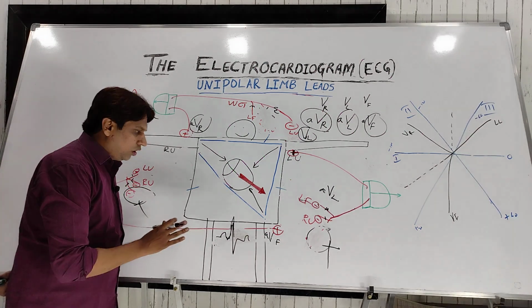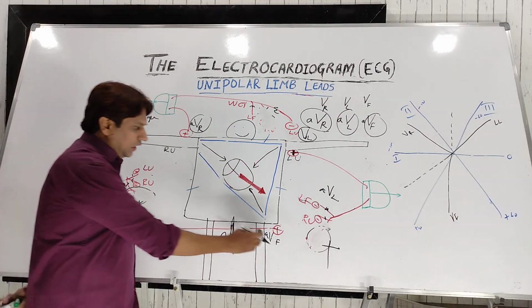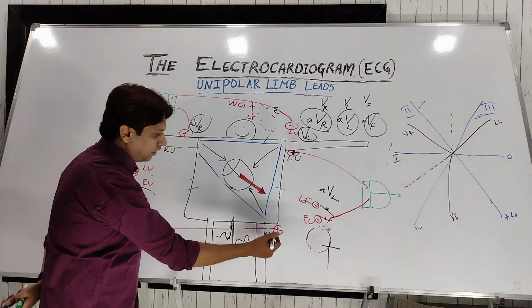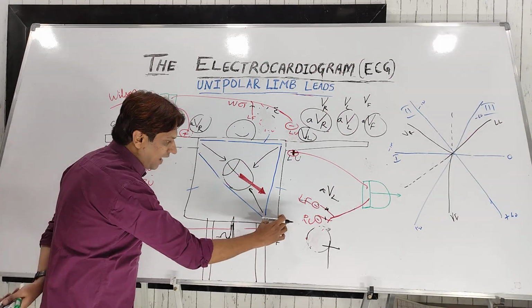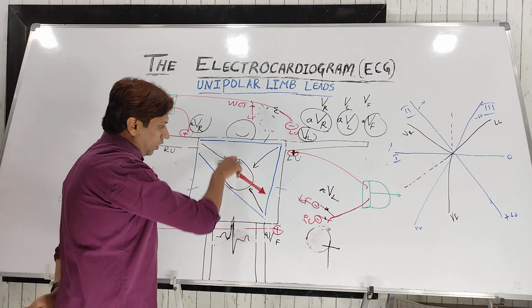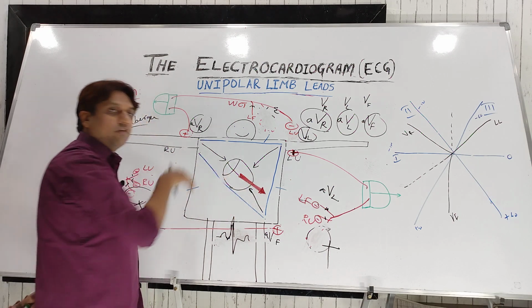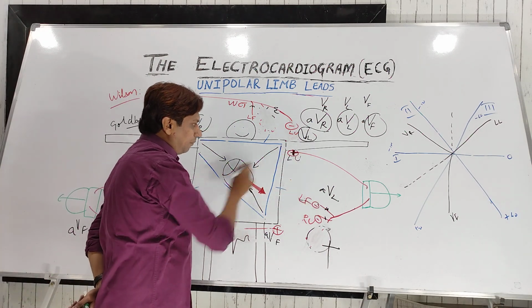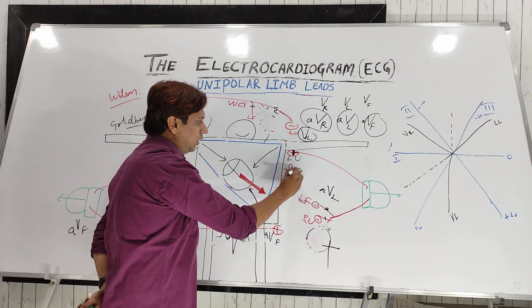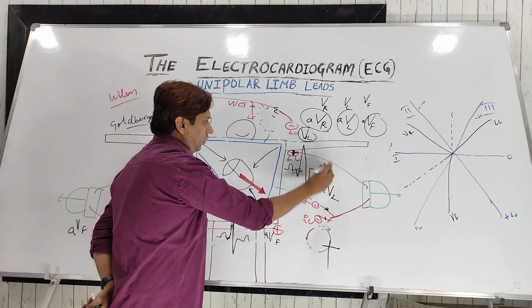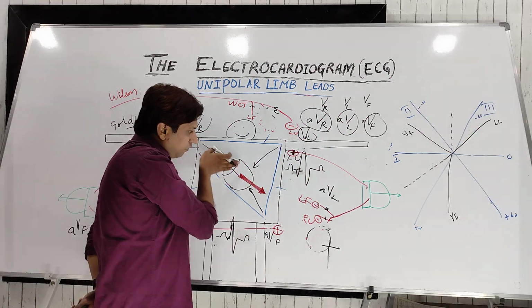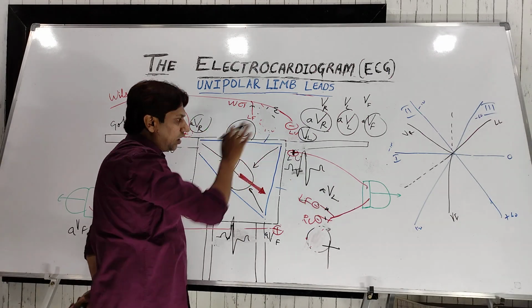Okay, now we want to see the pattern of this. In AVF, since it is recording the electrical activity in this direction, and the positive or exploring electrode, the eye or the camera, is placed here, it will record a positive deflection like this because the current is flowing towards the recording device. Similarly, in AVL, it will again record a positive deflection wave because the current is flowing in the direction of the recording electrode.